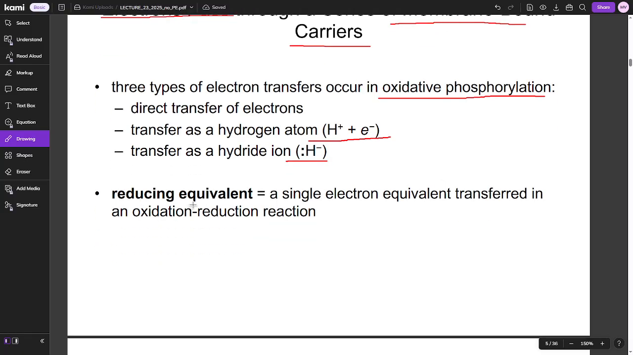And when we talk about reducing equivalents, we're talking about a single electron equivalent transferred in an oxidation-reduction reaction. So like a single equivalent of electrons, similar to an equivalent of acid-base, right? The equivalent of electrons, so how much is required to reduce a whole species, basically.